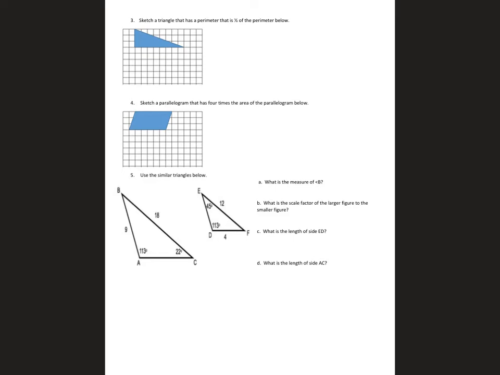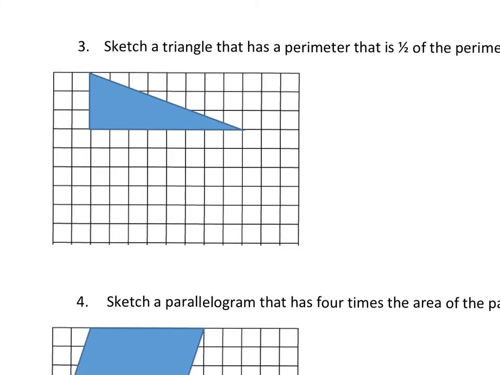Sketch a triangle that has a perimeter that's half of the perimeter below. So remember with perimeter, the scale factor is the same. So I'm going to take a triangle that's half the height and half the width. So if my height right now is 3, I'm going to make a triangle that goes up 1.5 and goes across 1, 2, 3, 4, 5, 6, 7, 8, so goes across 4. So I took half of each dimension.